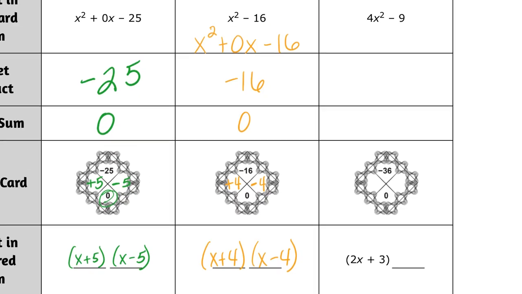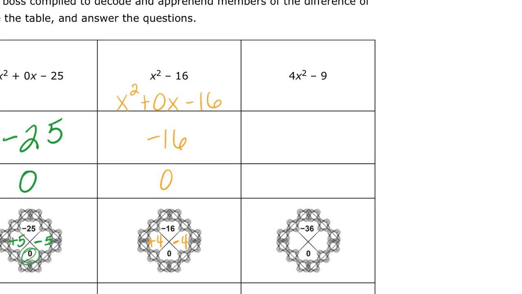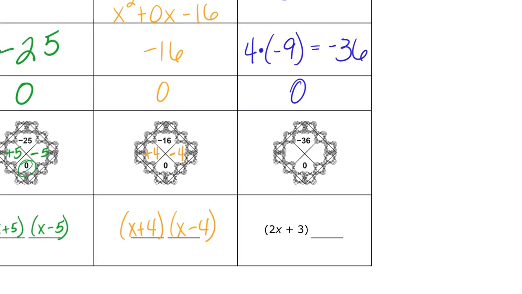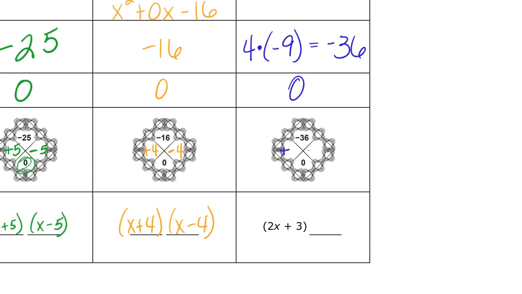Now, this last one's a little bit different, a little bit trickier. If you notice on the puzzle down here, it shows us that our product is negative 36. I want you to take note that in order to get that product, it would be 4 times negative 9 to get that negative 36, because we have an a value here. So we would take the a times the c to figure what that is. So here we have 0 again. In this case, I have one of each, yet again, and I have 6 and 6.